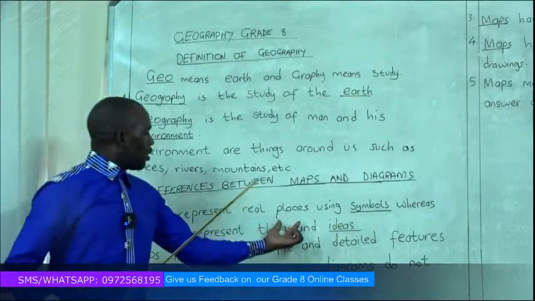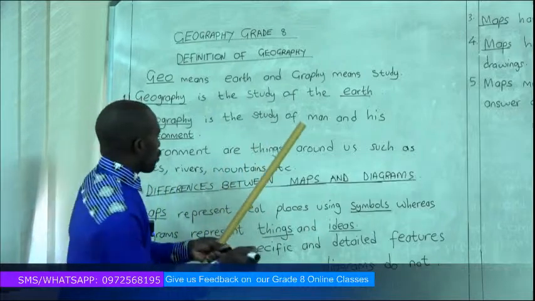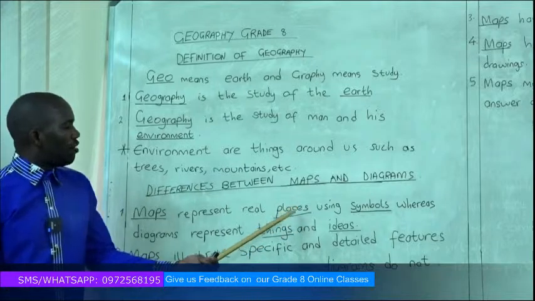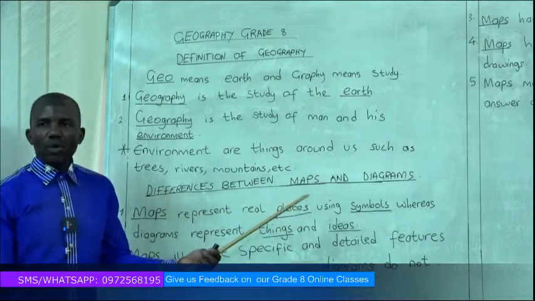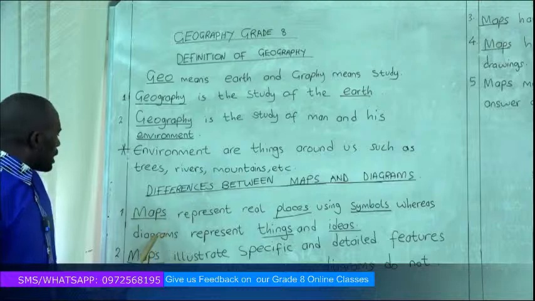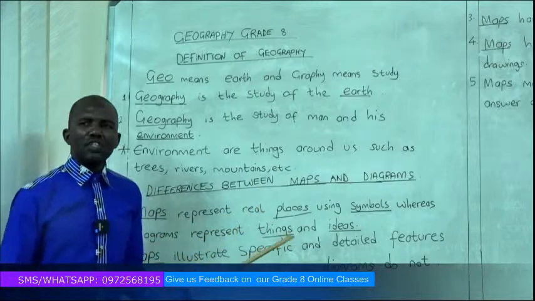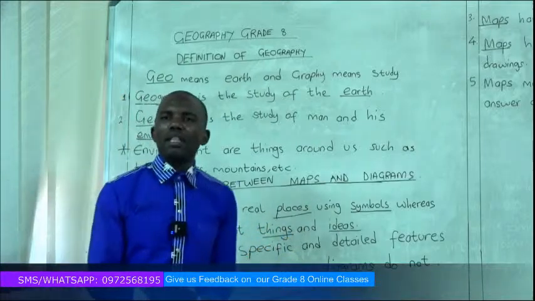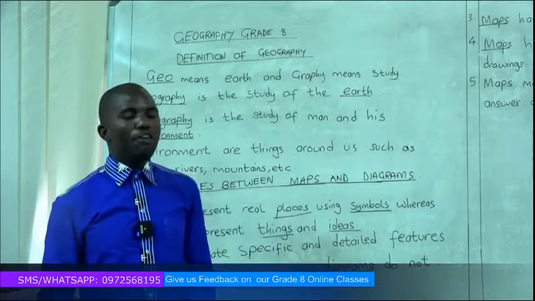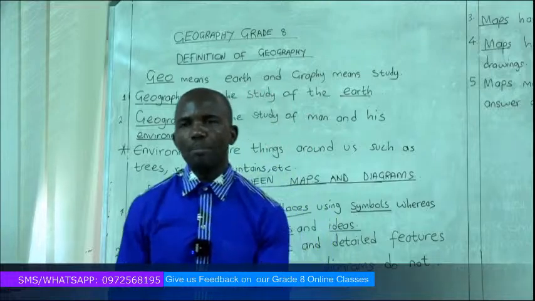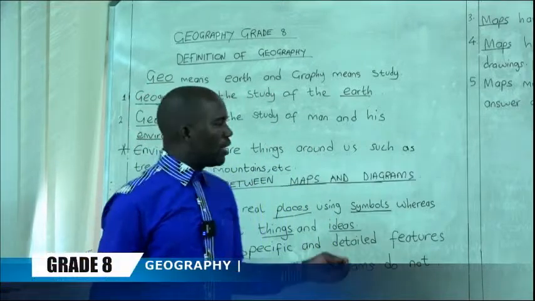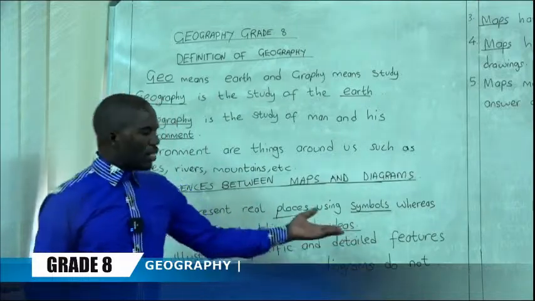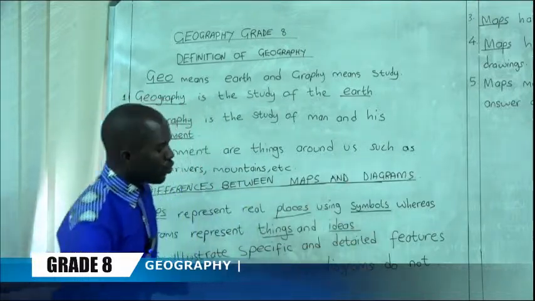When I say real places, the examples include the village, the city, as well as the town. But diagrams simply represent things without using any symbol. If I want to draw a mathematical diagram on the board, it could be in the form of a rectangle, or in the form of a triangle. Diagrams also represent ideas. This is the first difference between the two.